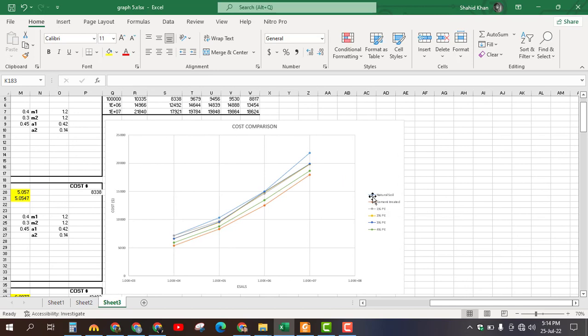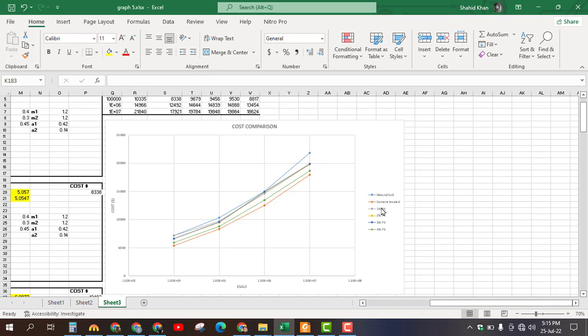So the natural soil, the blue color, is on the top. It means that the cost for different ESALs is high compared to other kinds of soil. If we change the resilient modulus of the other kinds of soil, the cost decreases. If we see the cement treated, the lower one, in orange color, its cost is comparable to using natural soil for subgrade.